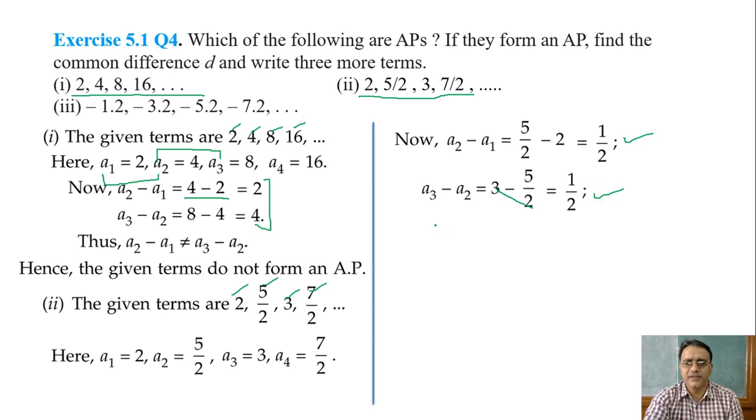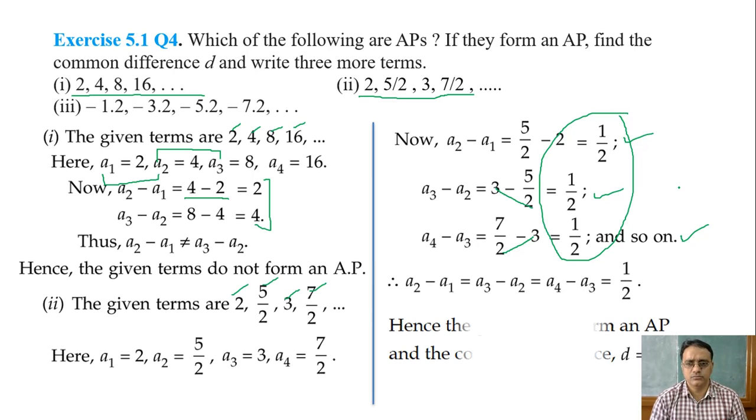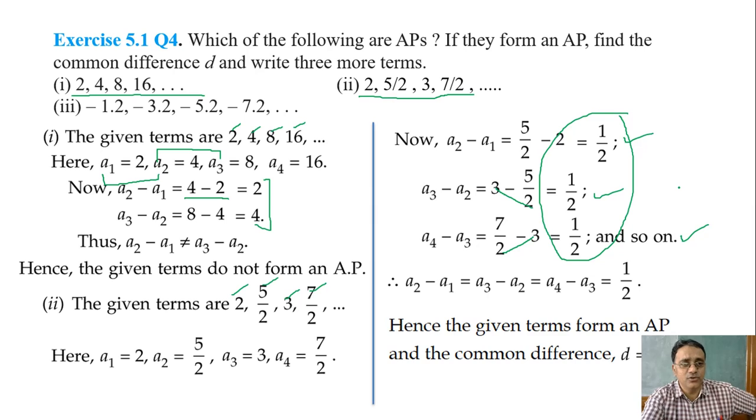Very good. A4 minus A3, 7 by 2 minus 3. LCM लोगे तो 7 minus 6 upon 2. What are you getting? 1 by 2, and so on. So that means the difference between each consecutive term is the same. So it will form an AP and the common difference is 1 by 2. Any doubt? No, sir. Okay, now what do we have to do?